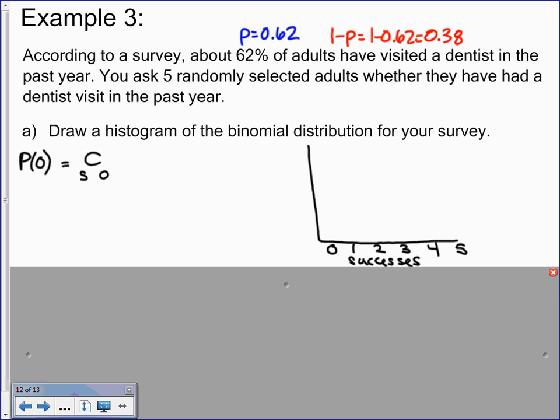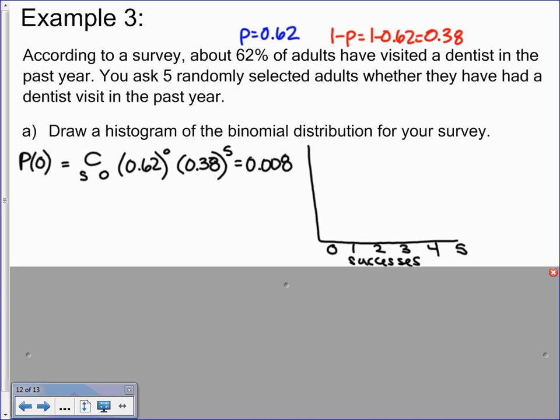Like, it's good that you went to the dentist in the past year, but it could have been reversed. Okay, so I'm going to do a probability of success, which is 0.62. I'm going to raise it to 0, because I'm first looking for 0 successes. And then the next part of the formula is all about failures. So 0.38 raised to the, how many failures would I have with 0 successes here? 5. Now I need everybody to type that into their calculators, and then I'll teach you a trick for how to do the later problems to make it a little bit easier. Okay, so everybody type it in right now.